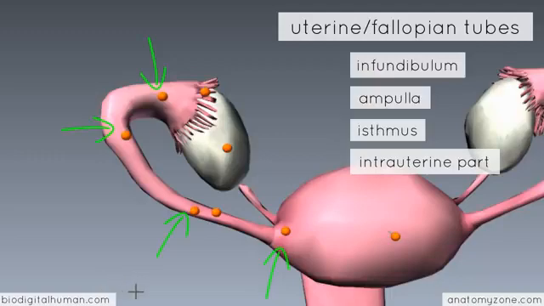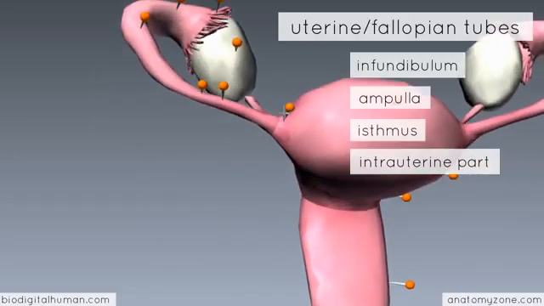And then the medial third of the uterine tube is called the isthmus, and it's the narrowest part of the tube, and it opens up into the uterus. So where the fallopian tube opens up into the uterus is called the intrauterine part. So that makes sense. It's inside the uterus and it opens up into the cavity of the uterus.